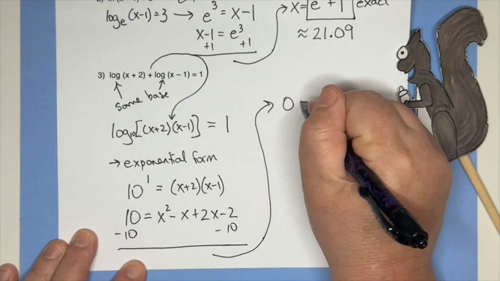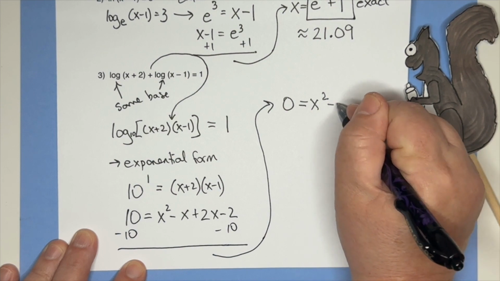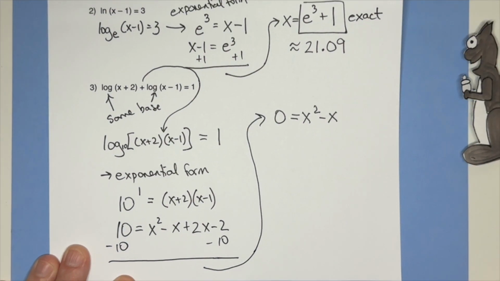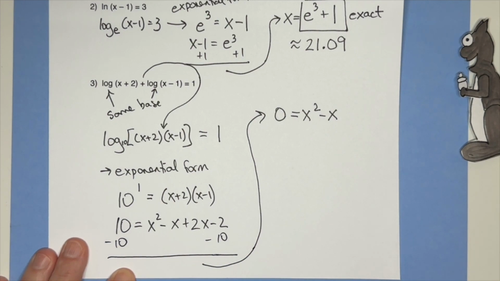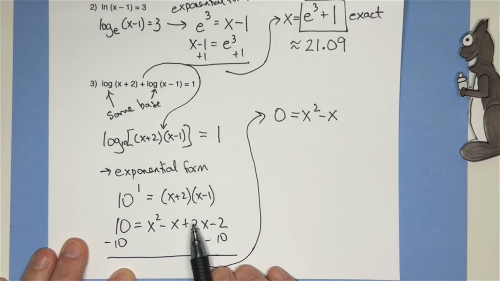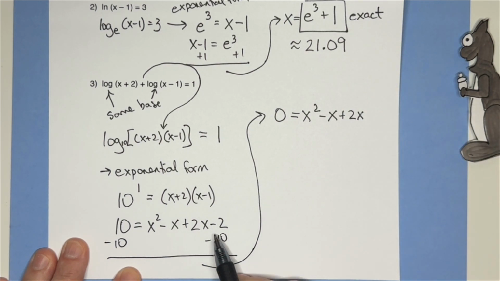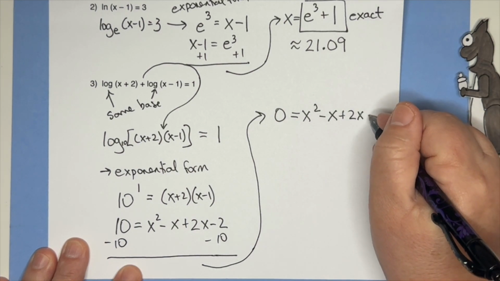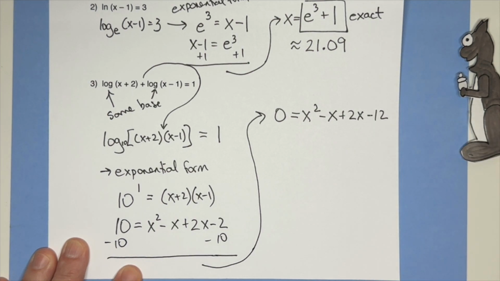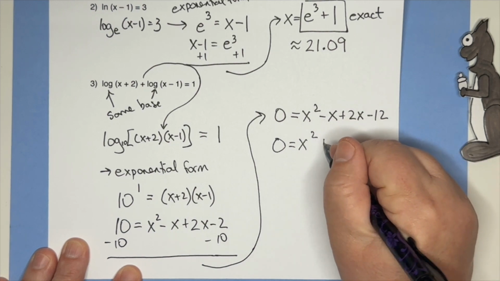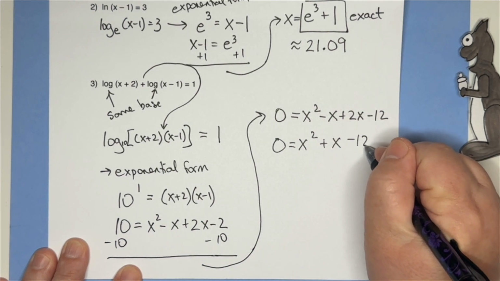I get 0 equals x squared minus x. Oh, sorry. It's not minus x. Oh my goodness. X squared minus x. Oh, I'll just write it again. I'll combine it less in the next step. And then minus 2 minus 10, so that's negative 12. So I get 0 equals x squared plus x minus 12.